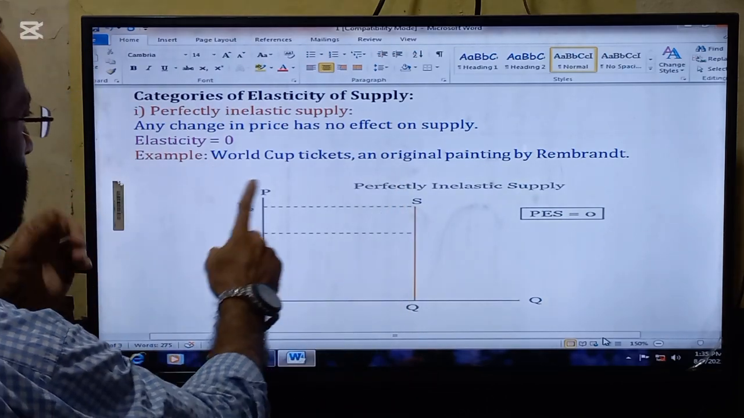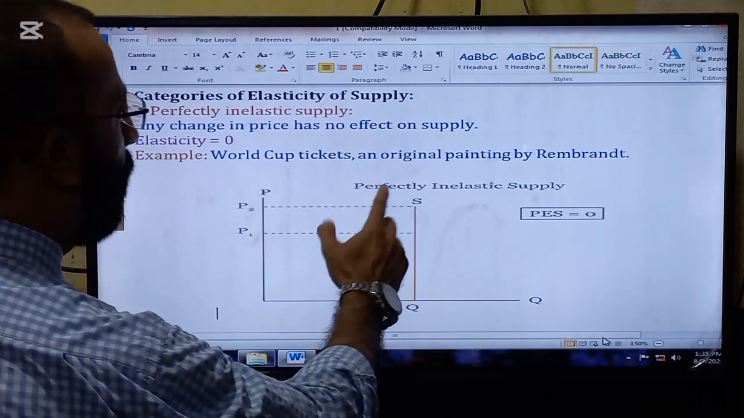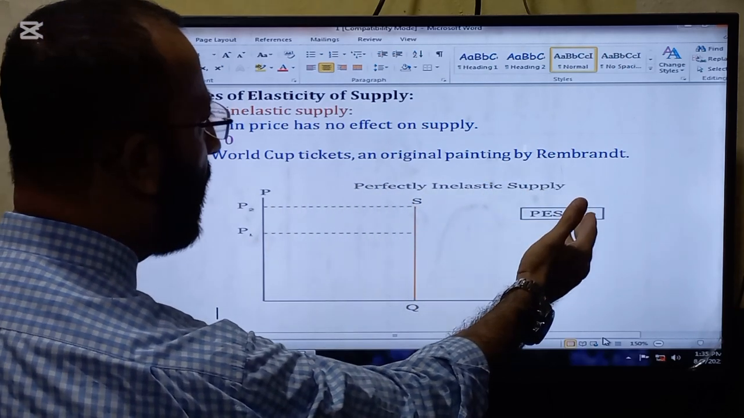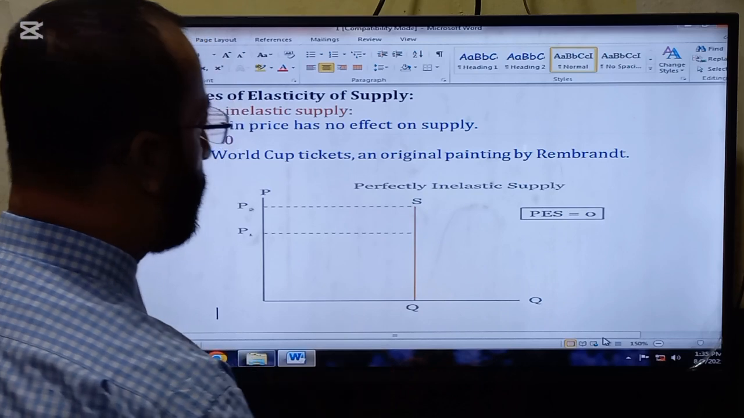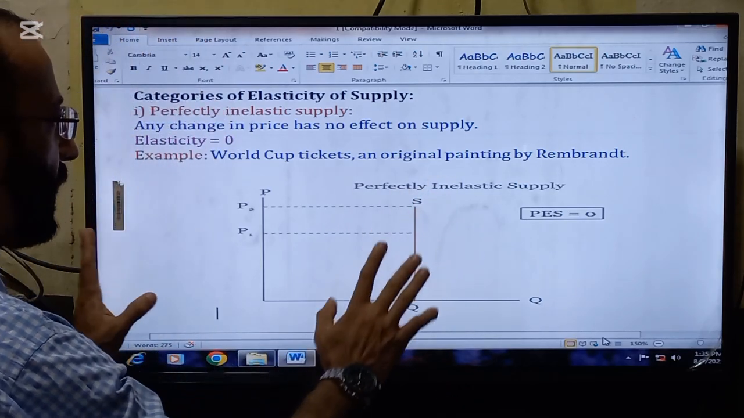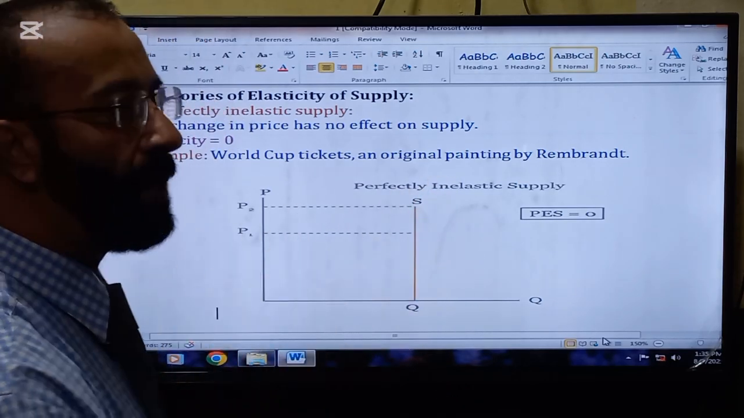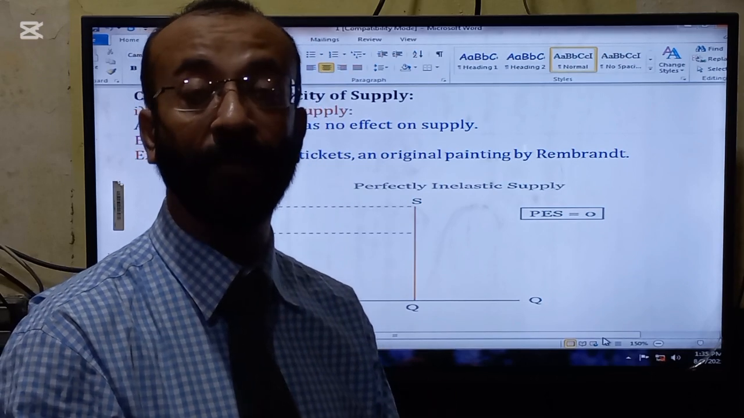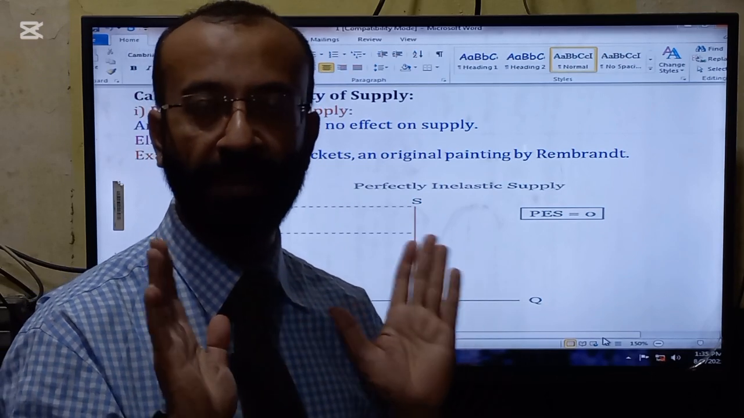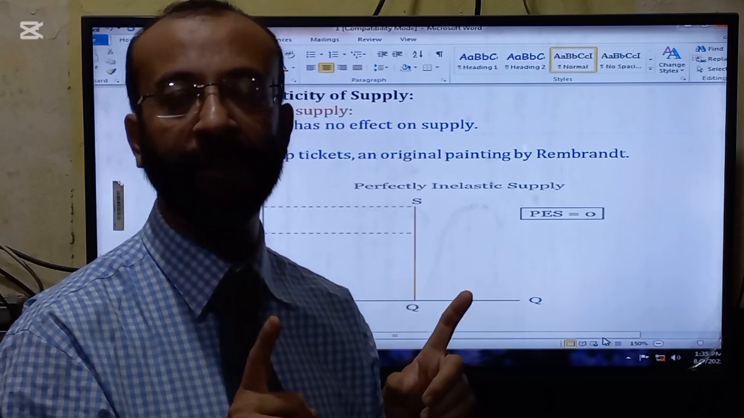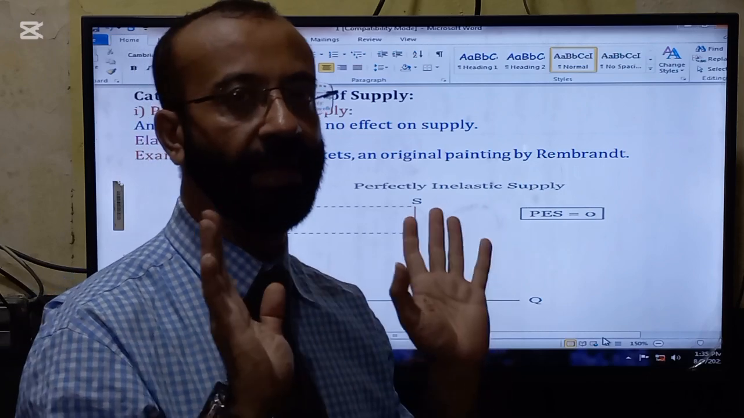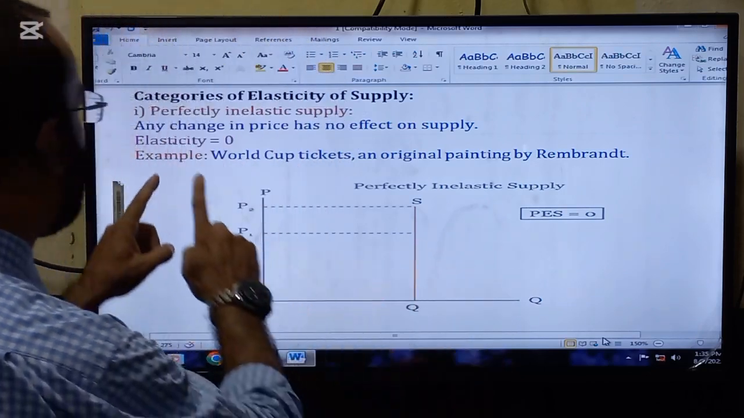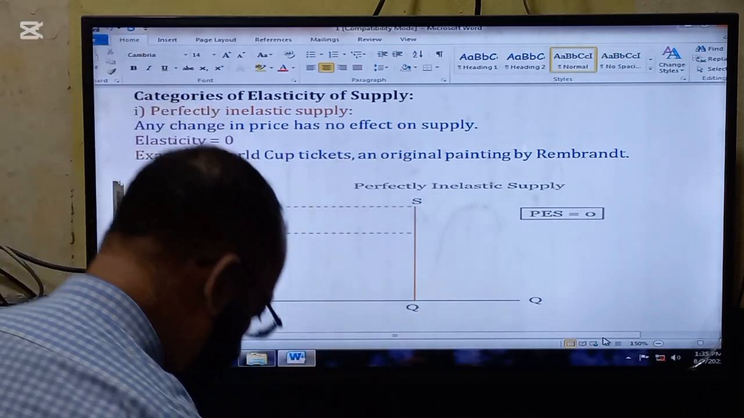An example is World Cup tickets or an original painting by Rembrandt. So these are the cases. For example, World Cup tickets are very important because the World Cup normally comes after 4 or 5 years. So whatever the price will be, the fans will be willing to purchase the tickets. So this is the case that is called perfectly inelastic supply.